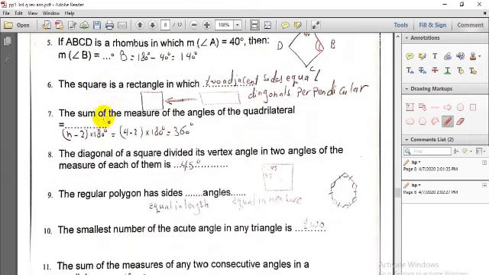Let's complete. The square is a rectangle. What happened to the rectangle to be a square? The angles are still the same. The sides became equal. So how can we write it? Two adjacent sides became equal, so all sides are equal.